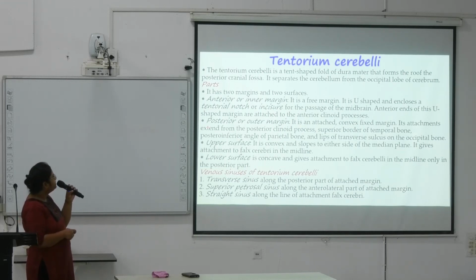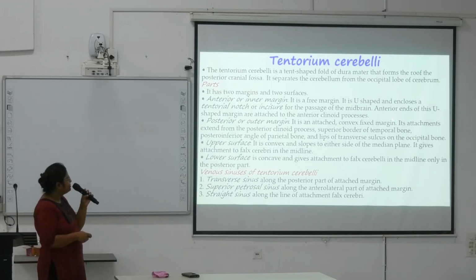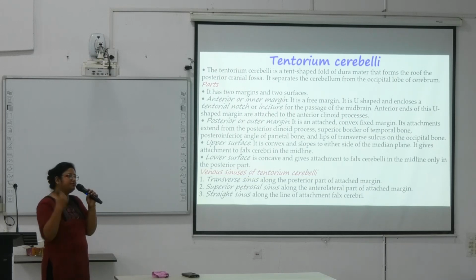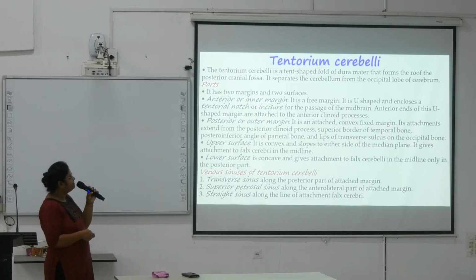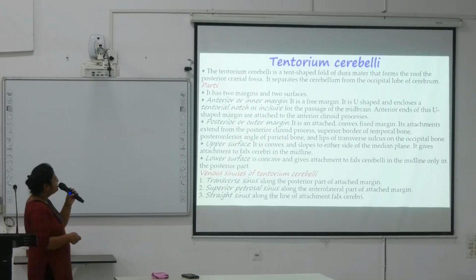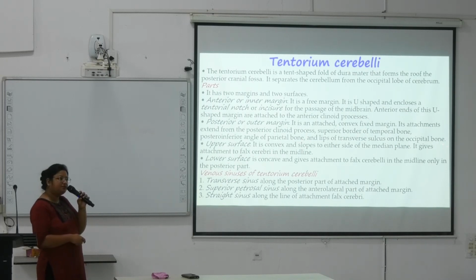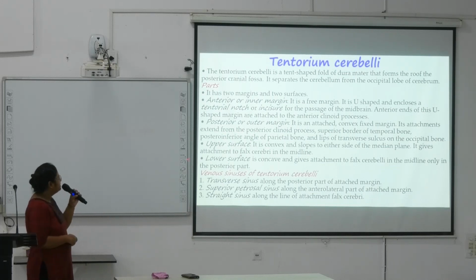And the anterior ends of this U-shaped margin are attached to the anterior clinoid process, that is the posterior projection of the lesser wing of the sphenoid. Posterior or outer margin is an attached convex fixed margin, and its attachment extends from the posterior clinoid process, superior border of the petrous temporal bone, posterior inferior angle of the parietal bone, and edges of the transverse sulcus on the occipital bone. So this is the attachment of the posterior, outer, or attached margin of the tentorium cerebelli.